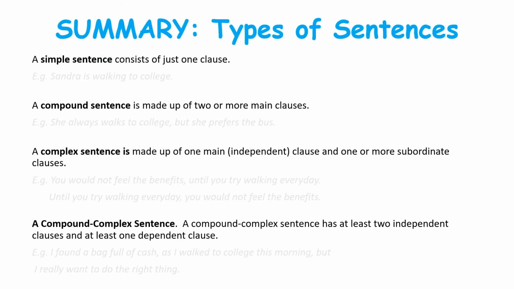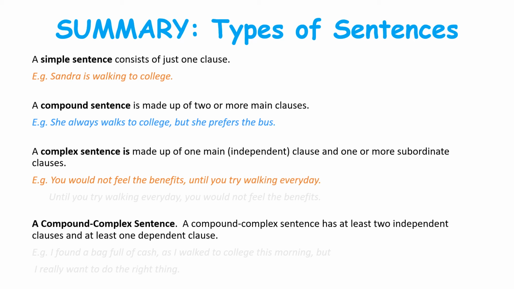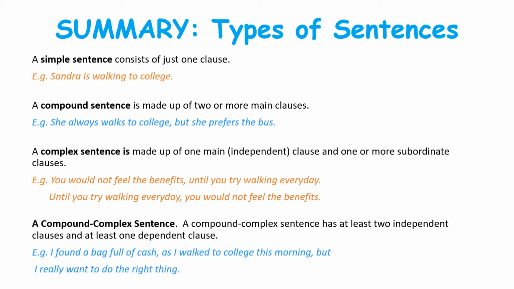Okay, so to summarize, we've looked at a simple sentence. Here is an example. Sandra is walking to college. A compound sentence. She always walks to college, but she prefers the bus. A complex sentence. You would not feel the benefits until you try walking every day. And until you try walking every day, you would not feel the benefits if flipped around. And then we had a compound complex sentence. I found a bag full of cash as I walked to college this morning, but I really want to do the right thing.